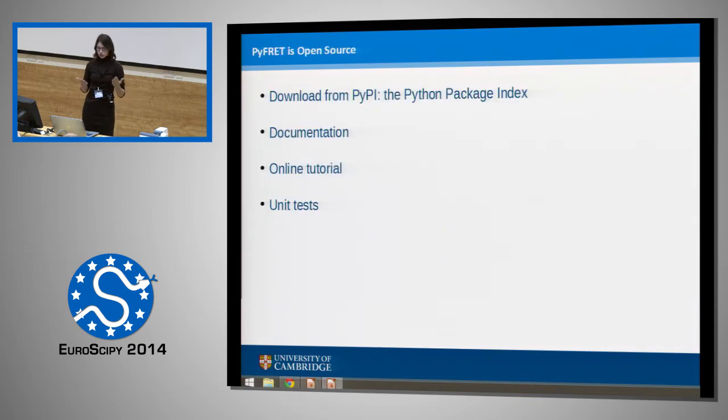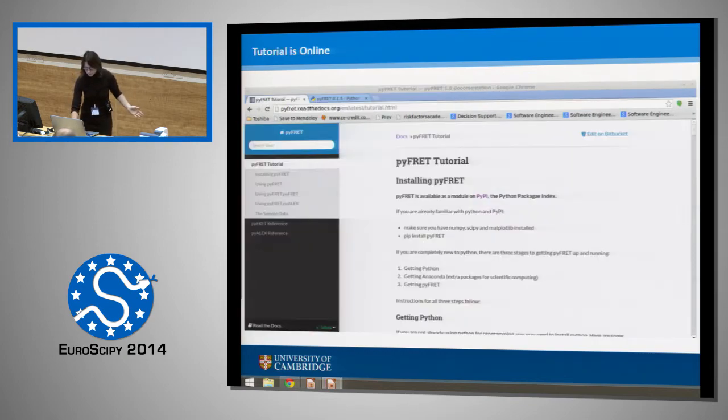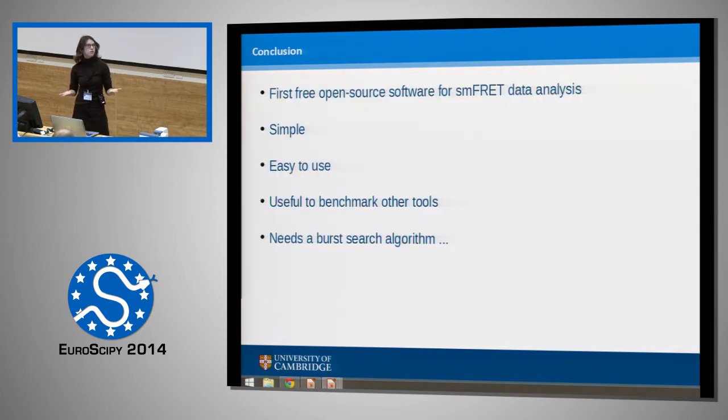And then just to finish up, pyFRET is an open source library. It has unit tests. It can be downloaded from the Python package index, PyPI. Here it is. It has documentation on Read the Docs. And it does the simple stuff well. It could do more stuff. It could always do more sophisticated event selection algorithms. It could have a way of taking configuration files, but for what it does, it works.